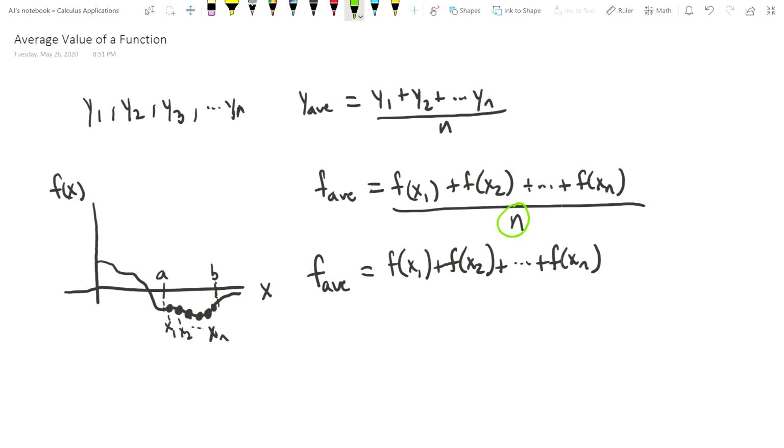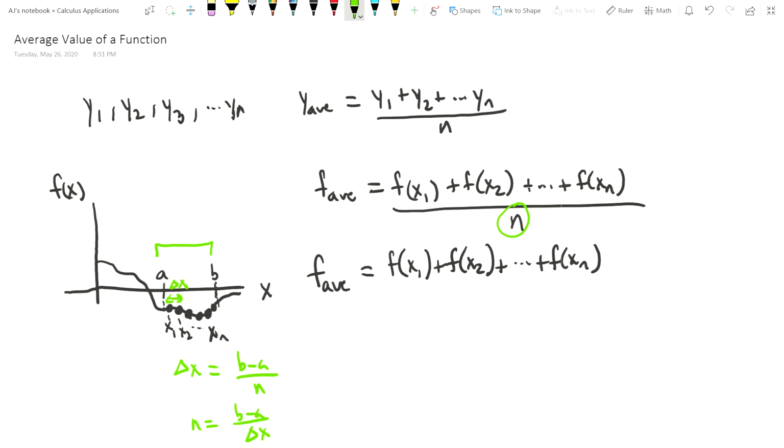Now, however, let's put this in terms of delta x. We're going to call delta x the width between these adjacent points. So delta x is just going to be b minus a divided by n. It's going to be this whole distance divided by the number of points, and that's going to get us the exact distance between each point. So if delta x equals b minus a over n, then this means that n is simply going to be b minus a over delta x.